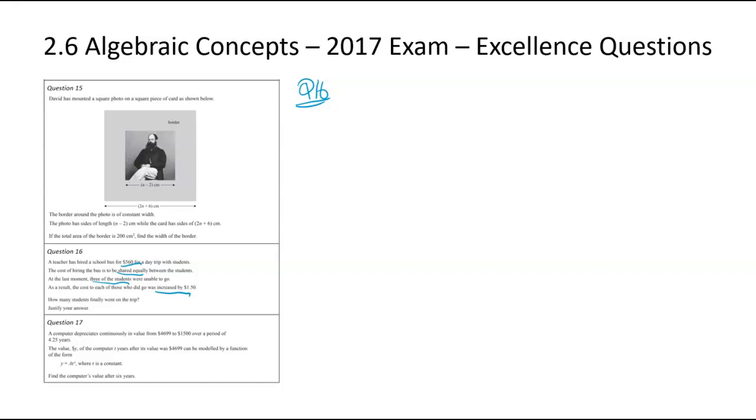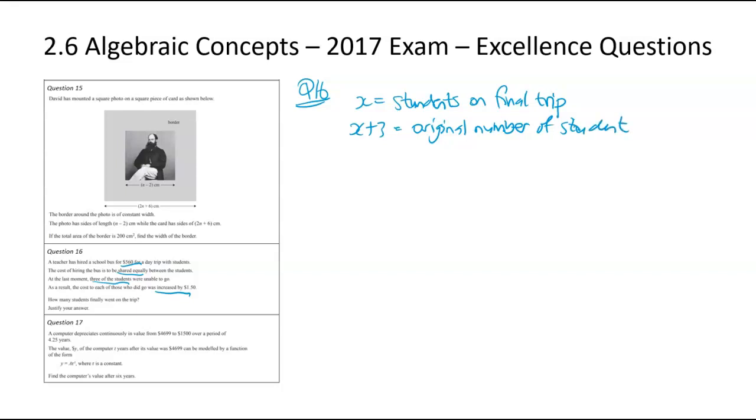So this question's a little bit hard when you don't know how to get into the question. But we're going to start by just defining what variable we're actually trying to calculate. So x is going to represent the number of students who go on that final trip. So students on final trip. Which of course then means x plus 3, because don't forget 3 of them pulled out. They were the original numbers. So original number of students. So that's the starting point. And once you've got that, I do think it makes a bit more sense.